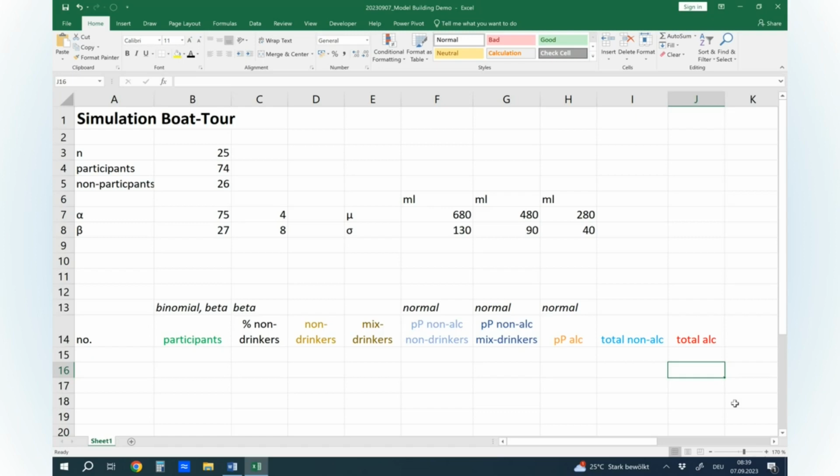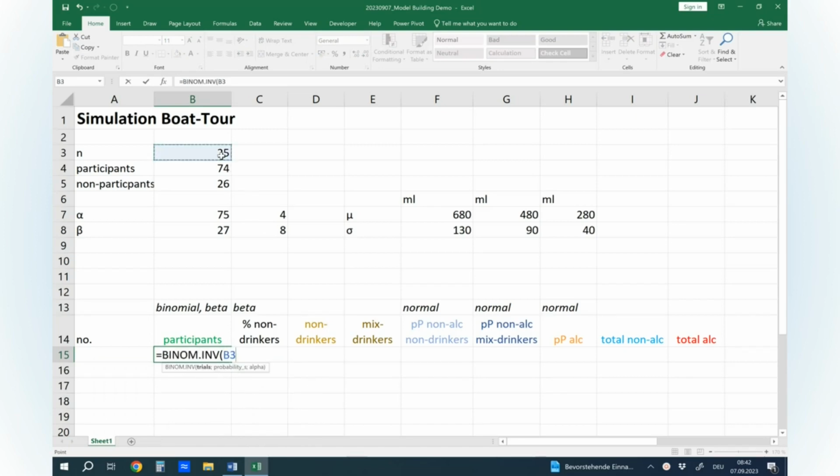Let's code the functions. For the number of participants, I use binom inf. 25 guests, each being a trial who may or may not want to participate. The probability parameter we want to estimate via the beta function, so I put beta inf with the probability being random, and alpha and beta being 75 and 27 respectively. The last input is the quantile for binom inf, which we also want to generate at random. And we're done with the number of guests variable.